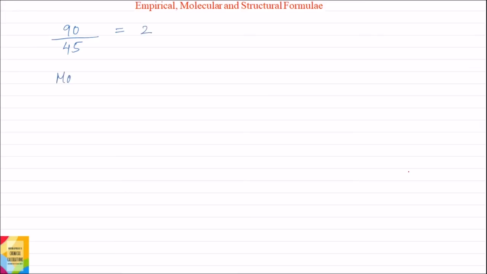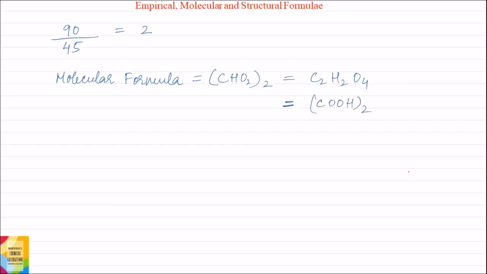तो molecular formula of the acid will be equal to CHO2 whole twice, and this is equal to C2H2O4. What is this 2? This 2 is the ratio between the molecular formula weight and empirical formula weight. तो ये हो गया molecular formula of the acid, or we can also write it as COOH whole twice. So this is the molecular formula of the acid.